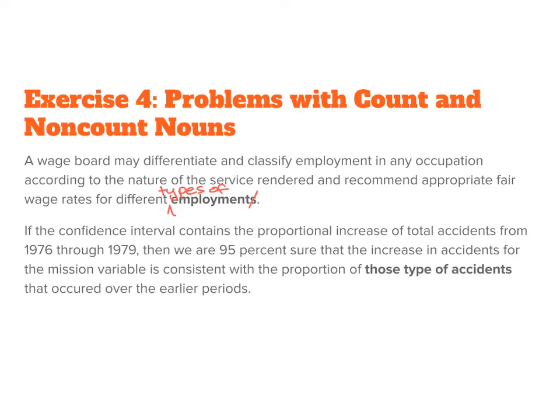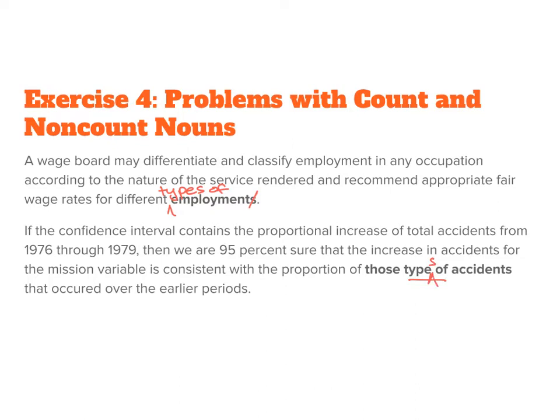In the second one, we see a slight variation of the problem. I'm going to skip the first part of the sentence and just move down to the last part, which is the mission variable is consistent with the proportion of those type of accidents that occurred over the earlier periods. So again, accident, when you have it with that type of phrase, is singular, but you would make the type the plural part. So those types of accidents, that would be plural. Because it's talking about multiple types, you'd have to insert the plural, so those types of accidents.